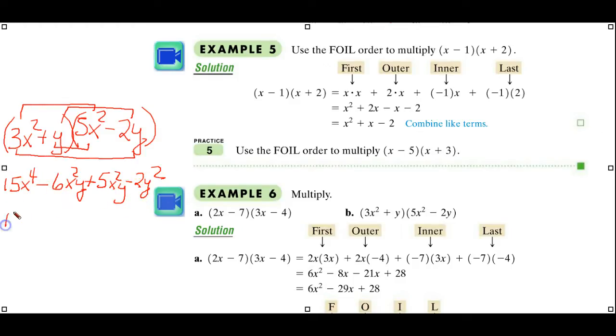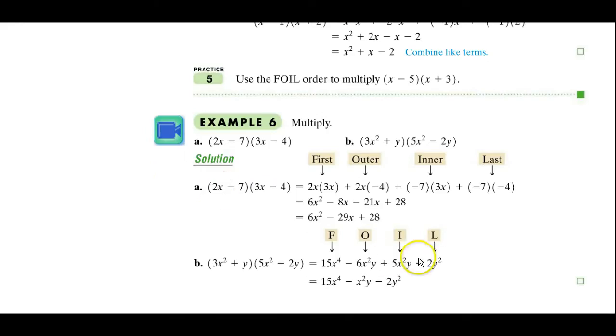This will be 15x to the 4th. Now we have a negative 6 and a positive 5 will give us a negative 1 that we don't write, x squared y minus 2y squared. And normally after I do something like this, and it's a little complicated, I would pause again and check my work. And we see it here, correct. Okay, let's go on.